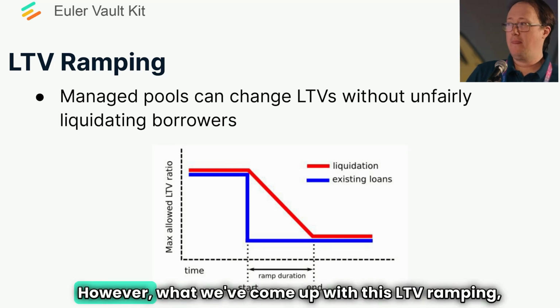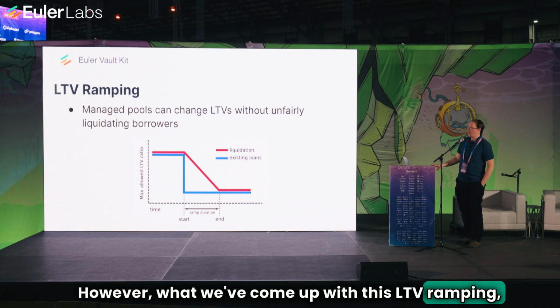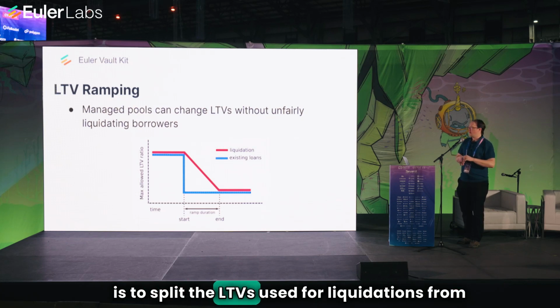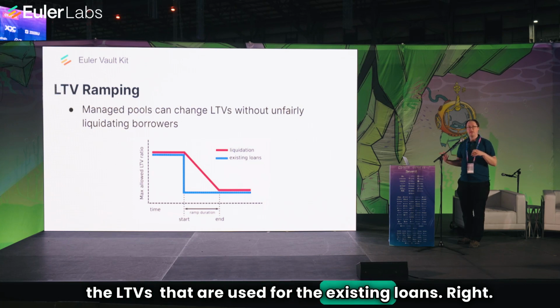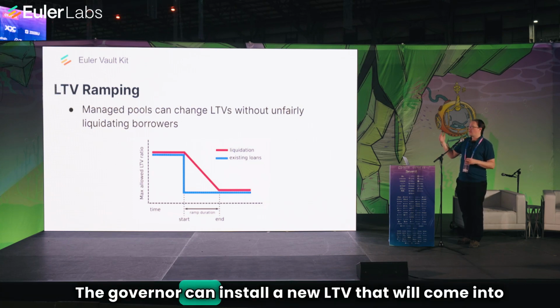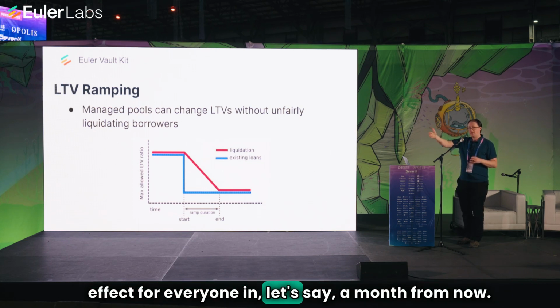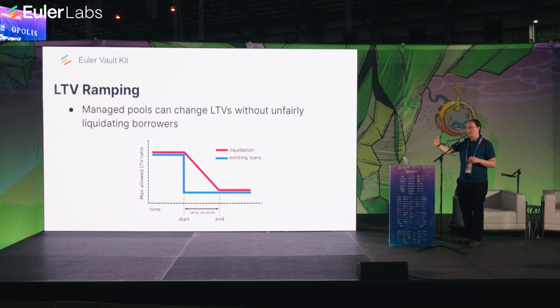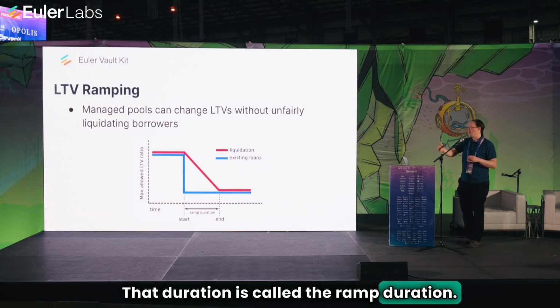However, what we've come up with, this LTV ramping, is to split the LTVs used for liquidations from the LTVs that are used for the existing loans, right? So in a managed vault, the governor can install a new LTV that will come into effect for everyone in, let's say, a month from now, right? And that duration is called the ramp duration.